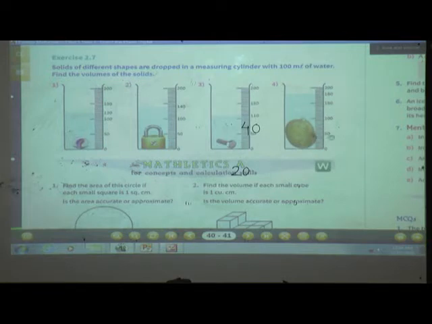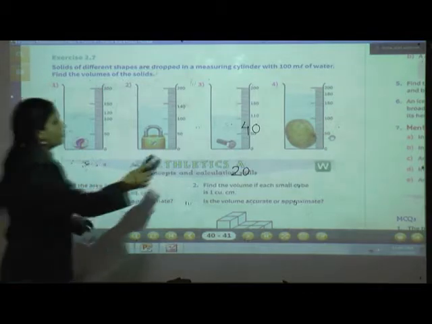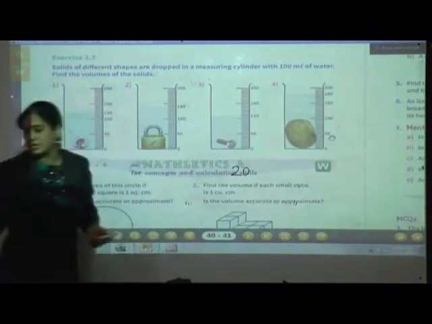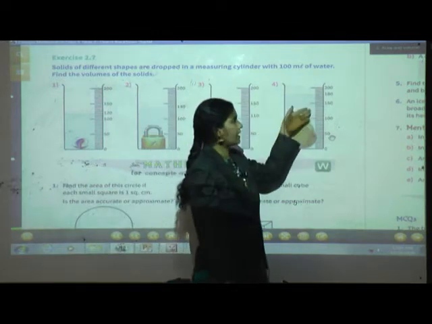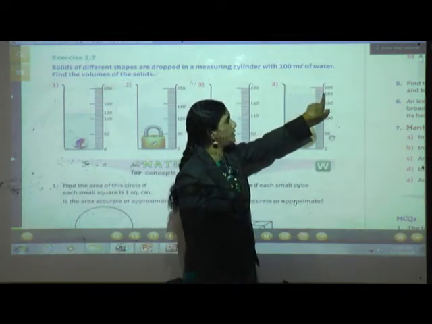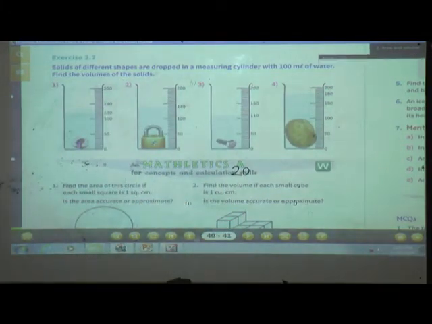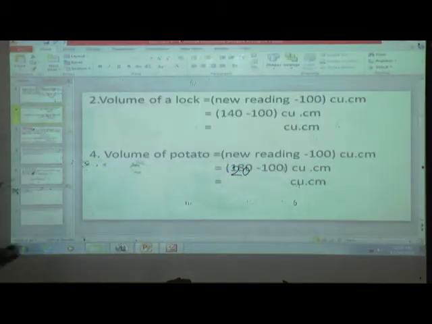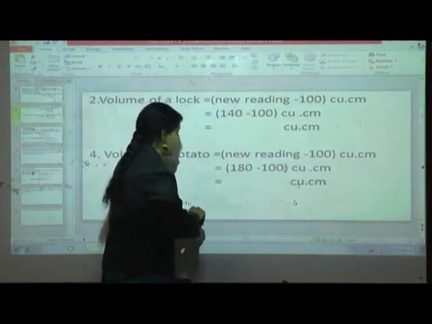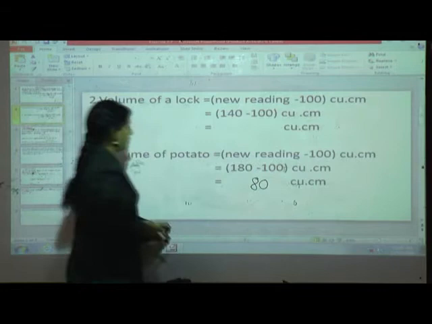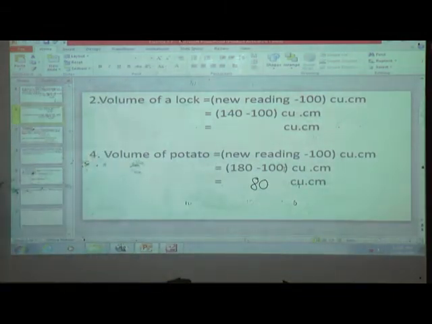Here is a potato in the measuring cylinder. When you put the potato in, the water level rises up and the new reading is 180. Subtract 100 from 180, that is 80 cubic centimeter. So the volume of the potato is 80 cubic centimeter. All of you understood how to find the volume of irregular objects?